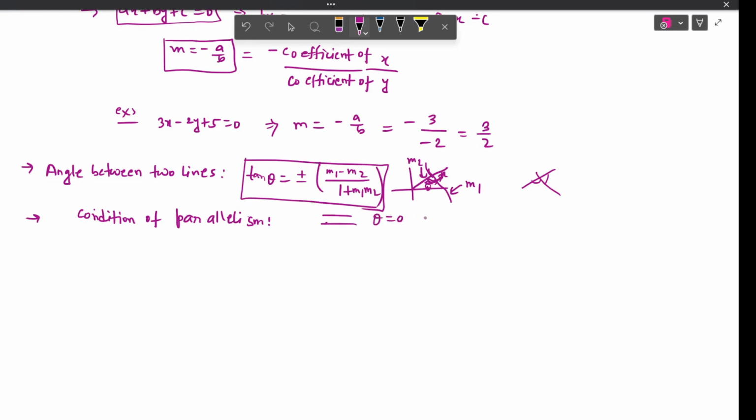So tan 0 would be 0, right? This implies tan of 0 degree would be 0. So in the left hand side we have 0. Let us say we have taken minus common, or you can think of this like this: m1 minus m2 by 1 plus m1 m2. So this term cross multiplying with 0 would be 0. Then from this we got m1 equals m2. So slopes are same. So if two straight lines are parallel, then slopes are same.